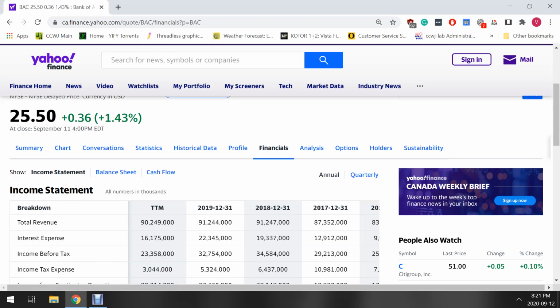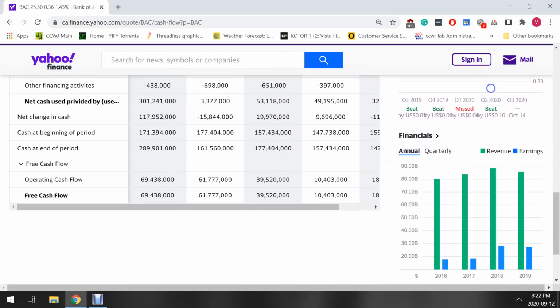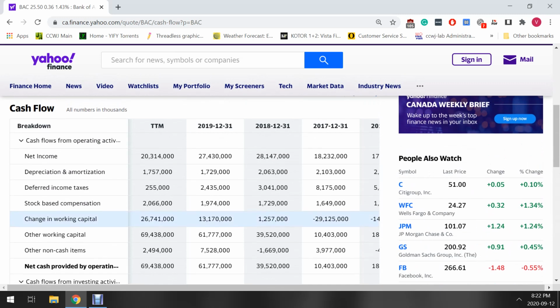So let's see. For that, first of all, you have to go to the cash flow statement, and there are different items in the cash flow, right? Here, what I want you to focus on is the net income and the depreciation and amortization of the bank, right? Net income is the income that the bank is making, and the depreciation and amortization is the depreciation of the assets that the bank has.